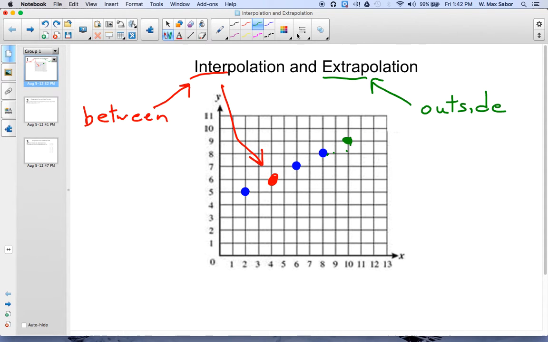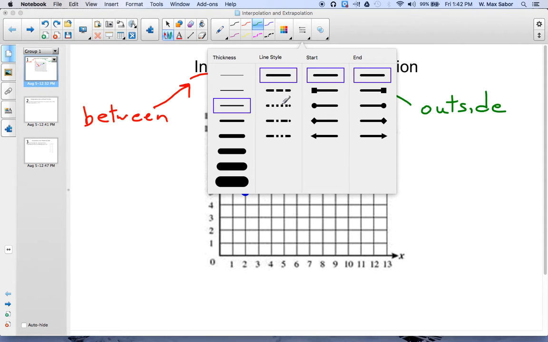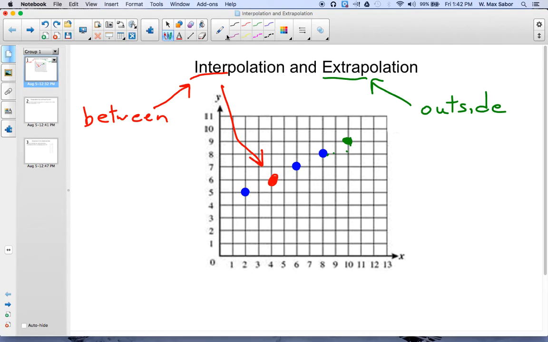The idea, of course, being that this follows the pattern, if we, hopefully I can draw straight enough with this. If we follow that pattern, this point being inside is interpolated, and this point being outside is extrapolated. So we'll do two examples.